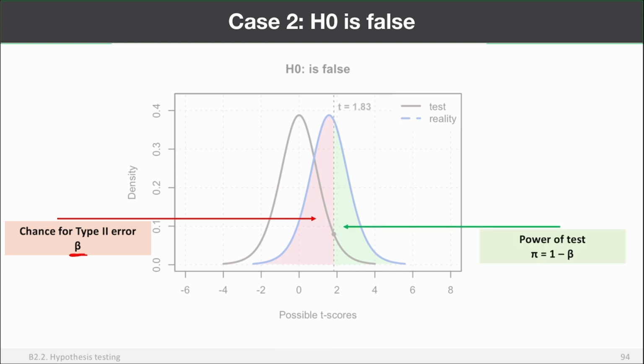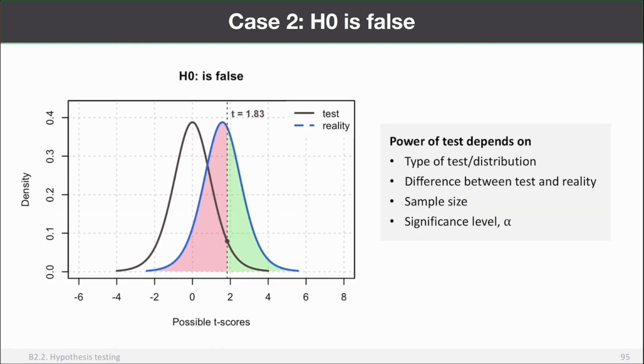And the green area we will call the power of test. The power of test is the ability of your test to see an effect, to reject the null hypothesis if the null hypothesis is wrong. And you can see that it's just 1 minus beta, because to compute this area, it's just the total area under the blue curve minus the red area. And that's exactly 1 minus beta. We will use the Greek letter pi for the power of test.